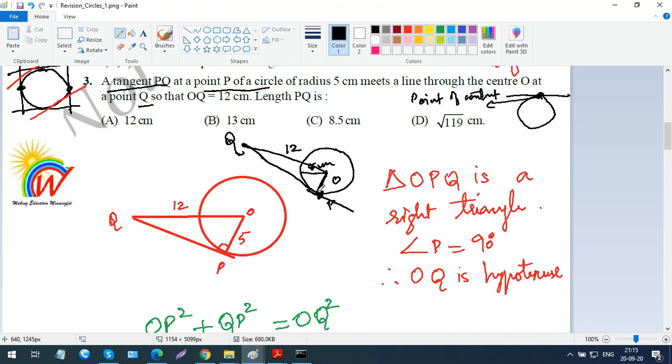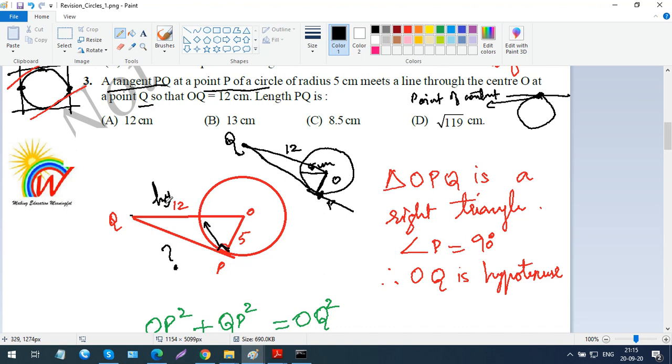Understood? So you need to draw it carefully. So that's what I have drawn over here. A circle is there, the center is O. From Q, OQ is 12 and PO is 5. Radius is 5. And we know from the first point that it will always be 90 degrees, right? So now we need to find out what QP is. If this is 90 degrees, the side opposite this is going to be your hypotenuse. So OQ is your hypotenuse.